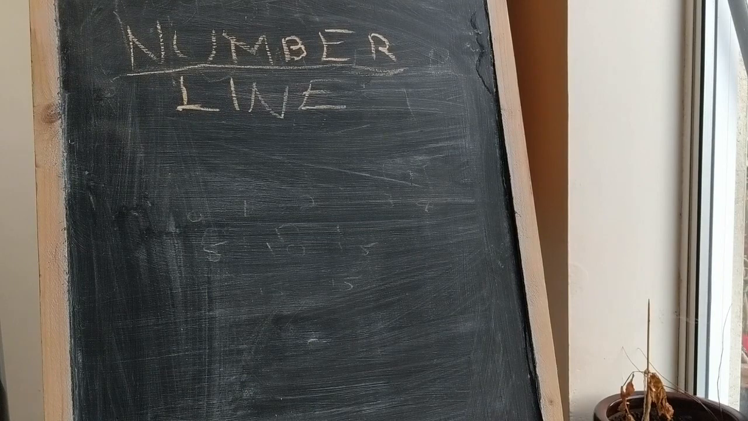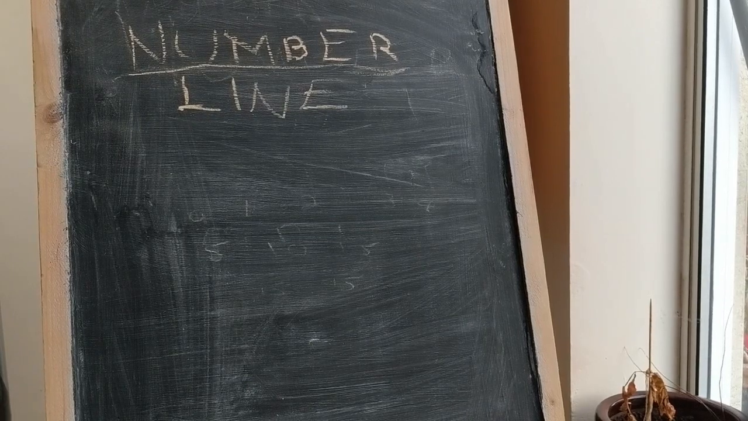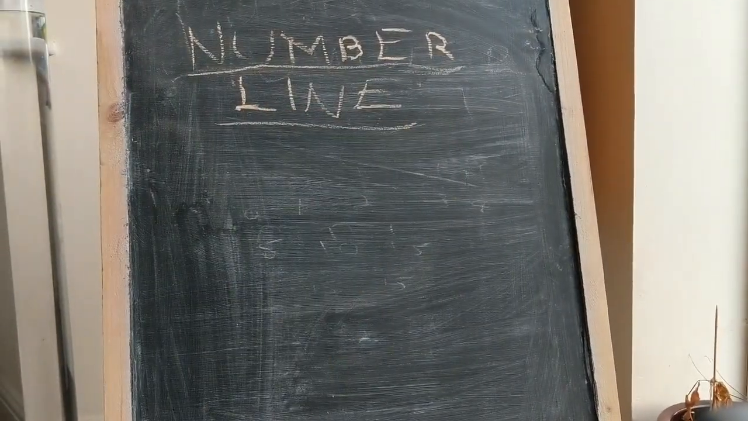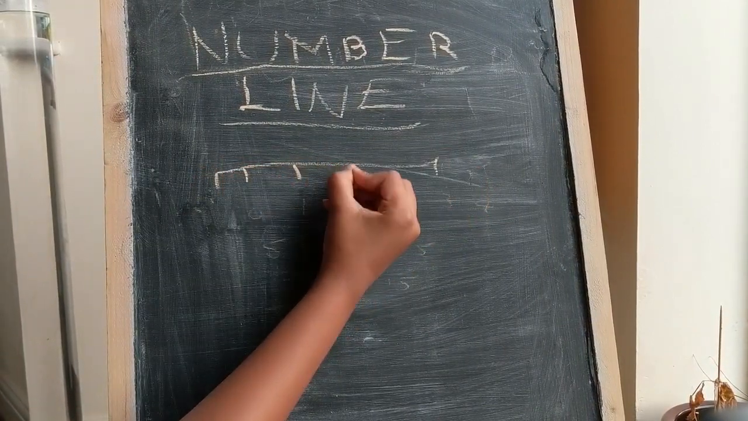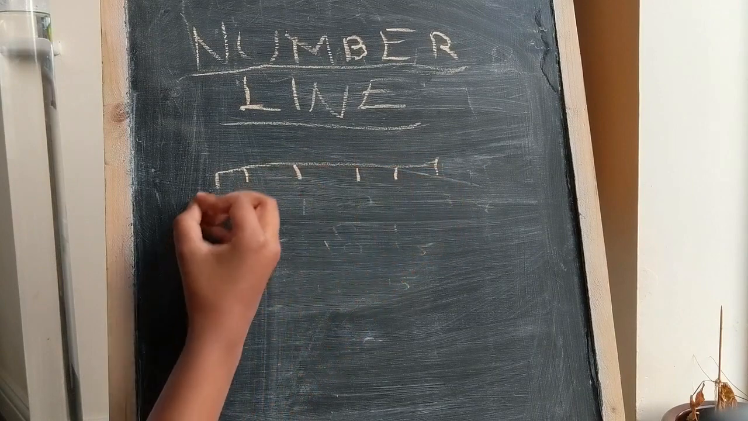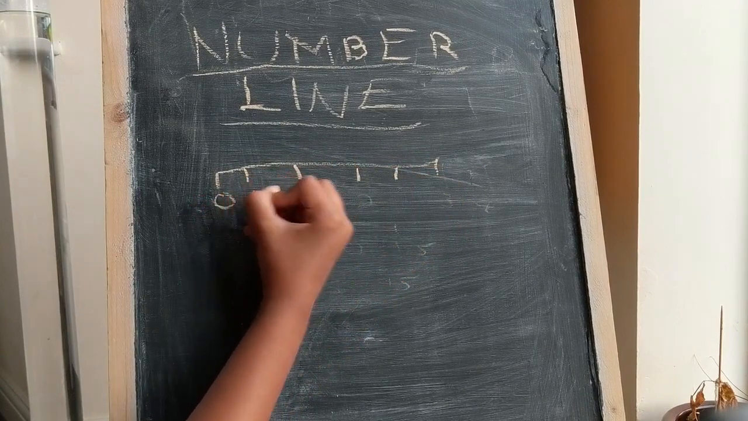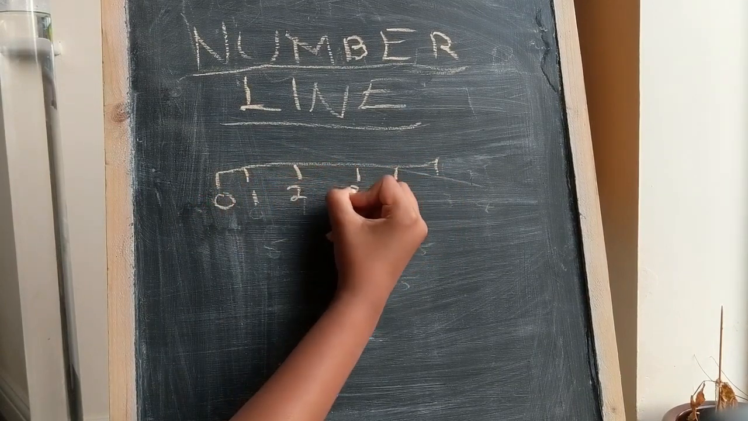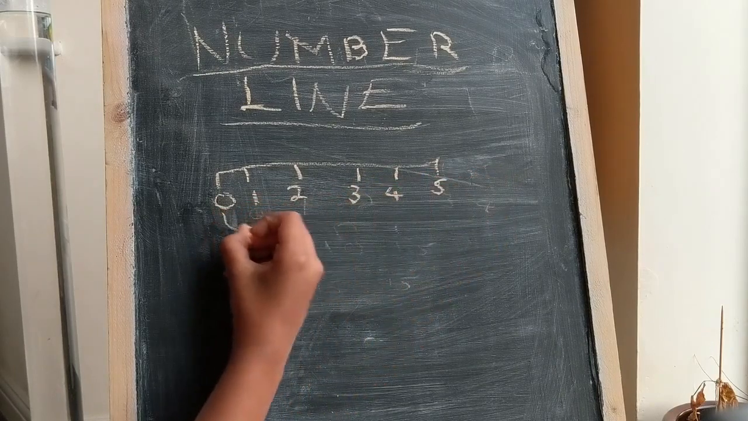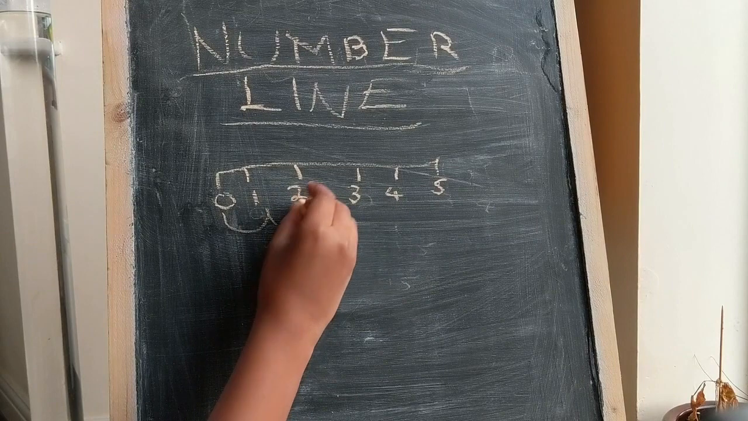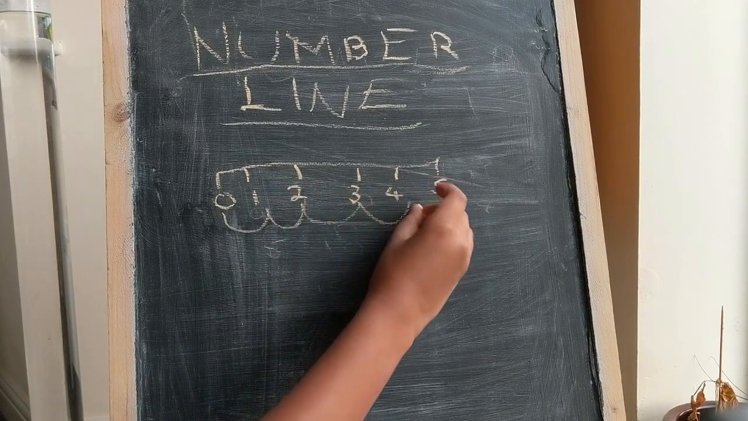Today we'll be talking about a basic mathematical concept called a number line. A number line is a line of equally spaced numbers. For example, on this one it goes 0, 1, 2, 3, 4, 5. They're all equally spaced.